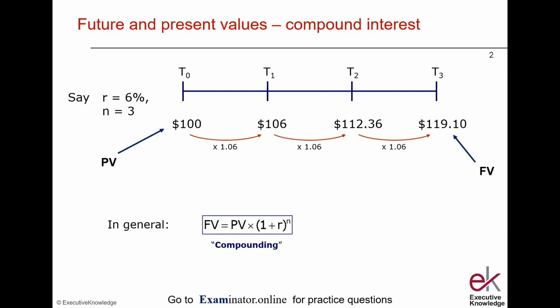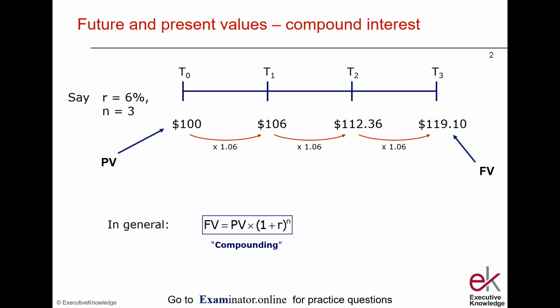Now, if we were to reflect that by way of a formula, the compounding formula, here it is. The future value is equal to the present value, the 100, multiplied by 1 plus R, R being the annual interest rate in this case, raised to the number of periods. So we can see that we multiply the principal by 1.06 3 times. So we raise 1 plus R to the power 3.